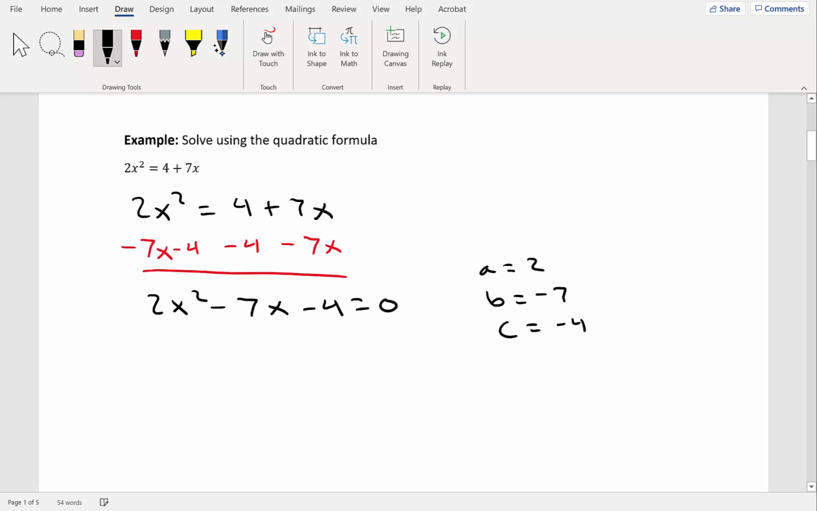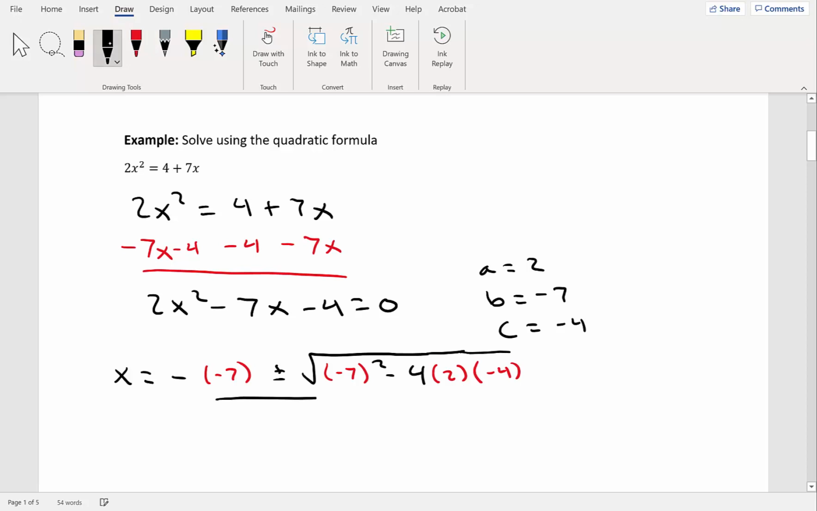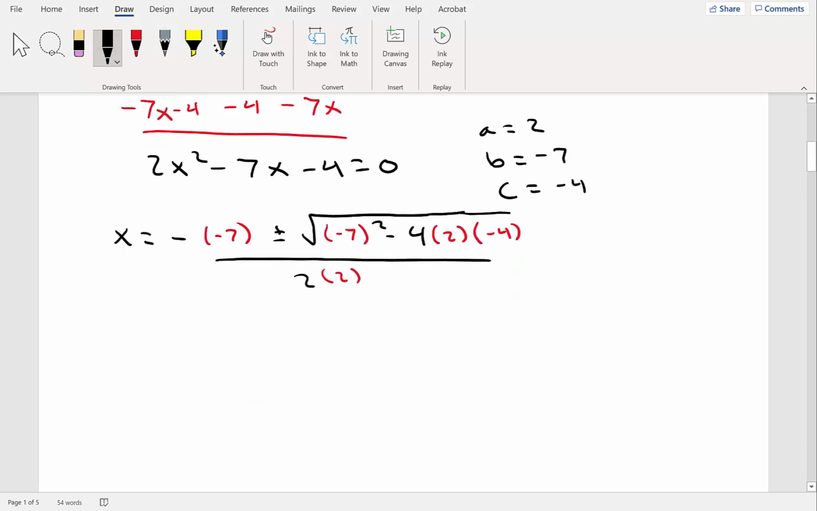Now let's plug in our values into the quadratic formula and begin to simplify. So I have x is equal to negative and then b, which is negative 7, plus or minus square root of negative 7 squared minus 4 times a. My a is 2, and then times c, which is negative 4. And I have all over 2a. So all over 2 times 2. Now it's all about simplifying.